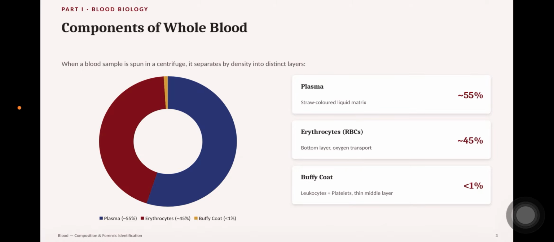Now, after centrifugation, the erythrocytes take up the bottom layer because they are the heaviest. Plasma takes the uppermost layer because it is the lightest, and the buffy coat stays in between. It is the intermediate layer. Now, this buffy coat is often used for DNA extraction because leukocytes contain nuclei while mature RBCs do not.